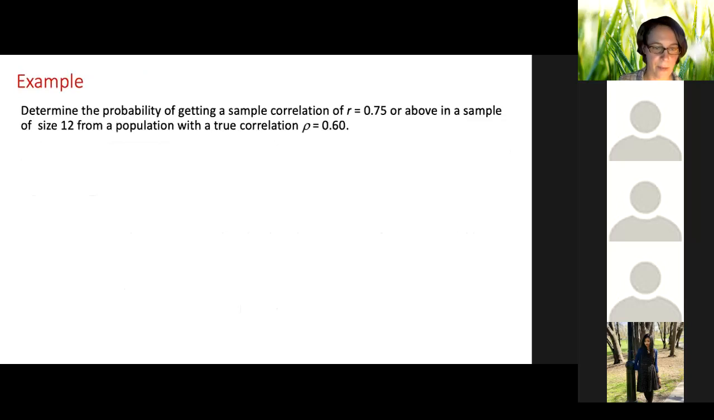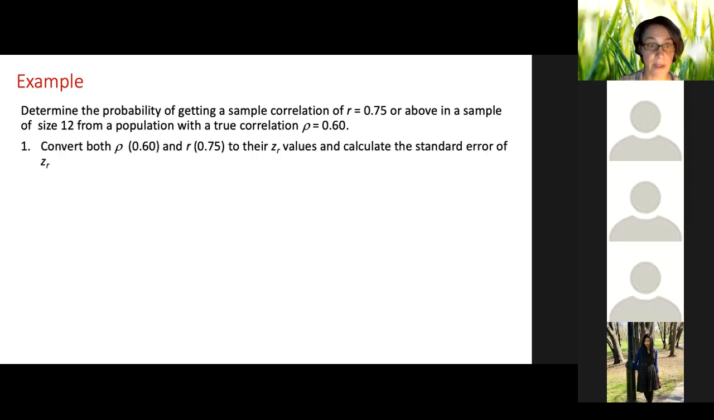Okay, let's illustrate that in an example. Let's assume the question is: what is the probability of getting a sample correlation of 0.75 or higher in a sample that has 12 subjects, so 12 observation units, from a population that has a true correlation of rho equals 0.6? How likely is it that I will get 0.75 or higher if my true population correlation is 0.6?